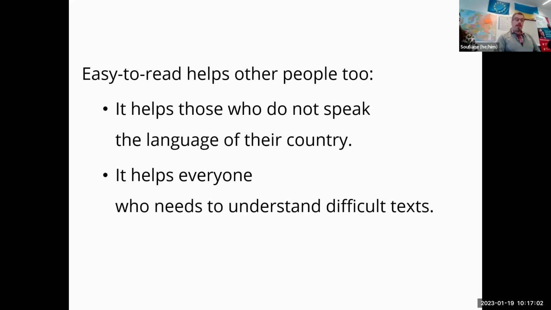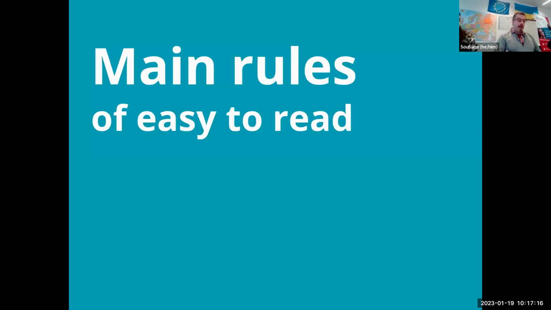Not only does it help people with intellectual disabilities, it can be useful for everyone. It can help those who speak a different language. It can help everyone understand difficult words. Now, I will give you some tips and rules on how to create an easy to read document.